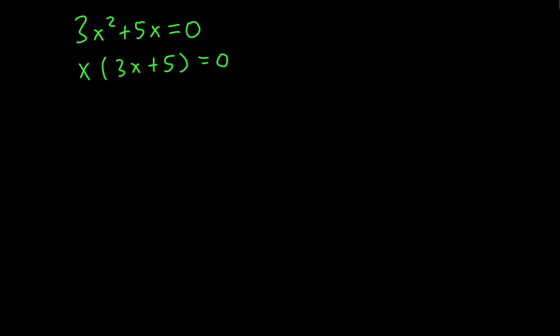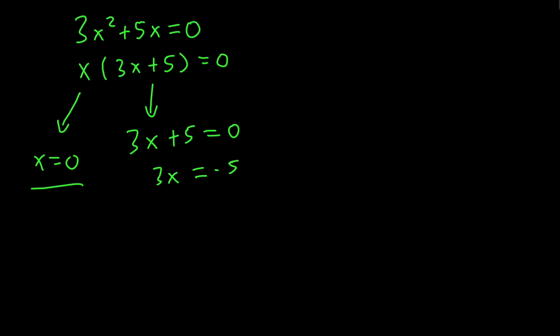So after that, we're going to have each of these multiples equal to 0, set them both equal to 0, and we're going to solve for each of them. So for x equals 0, this is already solved, but I still need to solve for the other one. So I solve it, and I get negative 5 over 3. So for my quadratic here, I have two answers, x equals 0 and x equals negative 5 over 3.